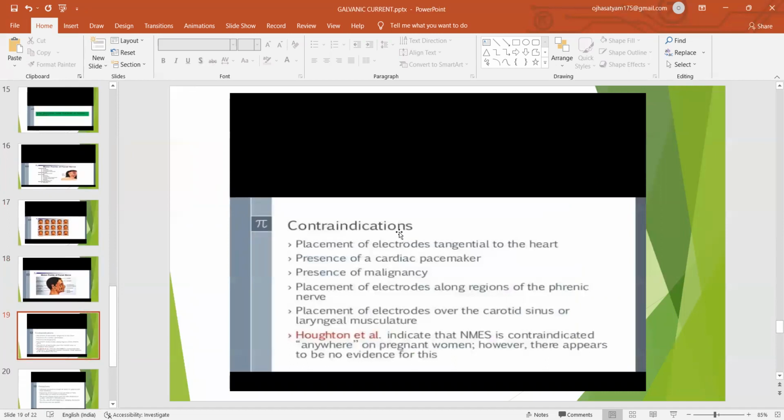What are the contraindications of the galvanic current? Mainly placement of electrodes over the heart, presence of a cardiac pacemaker, presence of malignancy, placement of electrodes along the regions of the phrenic nerve, placement of electrodes over the carotid sinus or the laryngeal musculature. NMES is also indicated as contraindicated anywhere on a pregnant woman. However, there appears to be no evidence for this.